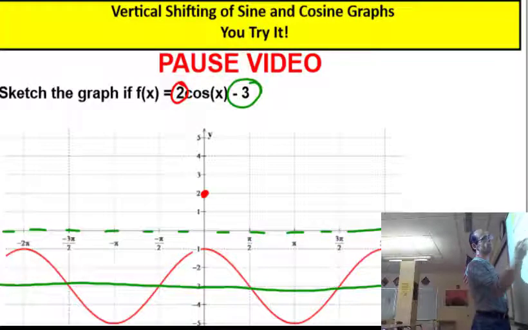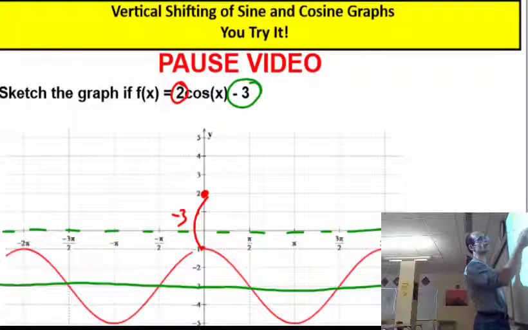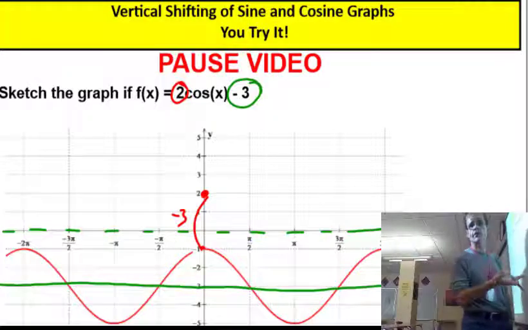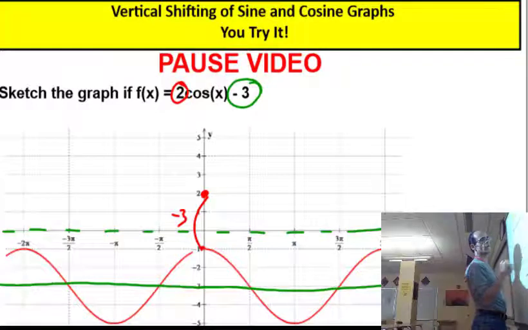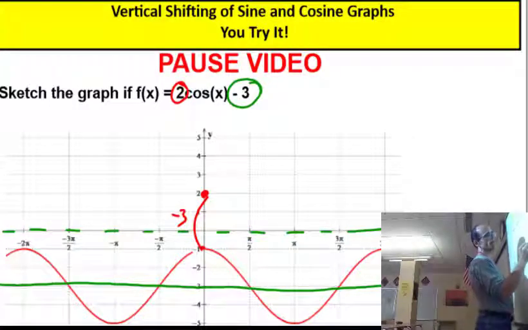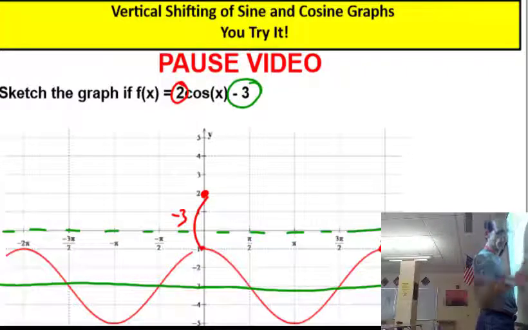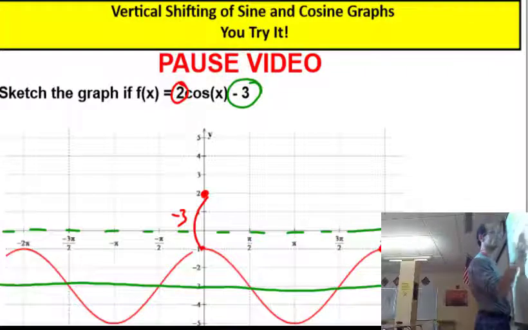So I took my midline and I went up 2, or you could think about it as going from the regular graph going down 3. However you want to do this, however you're comfortable, it's up to you. You can use the midline as your x-axis and go up 2, or you can go to the graph without a vertical shift and just drop all the points down 3. So I'm going to start here at 2, do it a little differently. I'm using my midline. Then I know the graph is 2 pi long, so I'm going to finish it over here. Let me do a different color. I'm going to finish it over here.